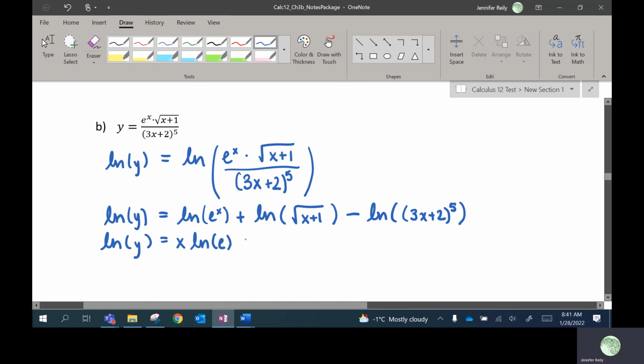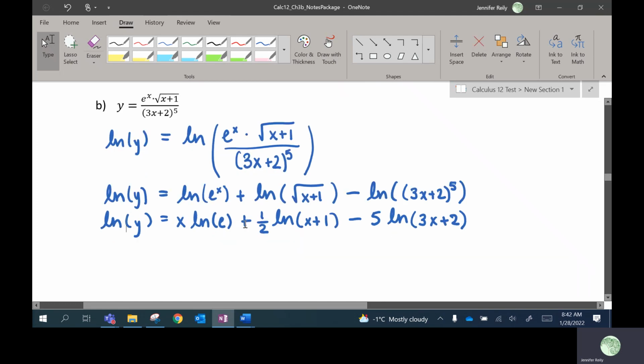Of x ln e plus the square root is equivalent to a power of half, so I'll bring the half down in front. And then 5 ln. This already looks a lot simpler. Okay. See, the advantage of log laws is it turns things that you would need to use product or quotient law with into separate functions that are added or subtracted, which is easier to differentiate. Okay, and then the last thing here is I'm going to erase this ln e because ln e is just 1. So it's just x.